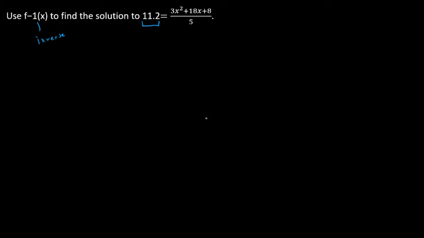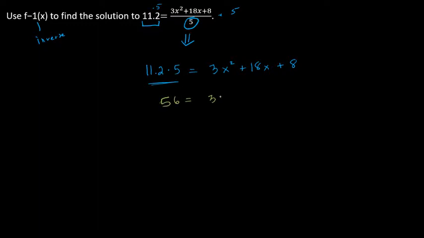I'll get you started. I'm not going to do a model equation because, again, I think you guys can take it from here. But remember, we're trying to isolate x. So for example, my first step would probably be to multiply both sides of the equation by 5, right? So I'd have 11.2 times 5 on the left-hand side is equal to 3x squared plus 18x plus 8. Well, then I'd have to simplify a little bit, right? So 11.2 times 5, let's see, that'd be 56, is equal to 3x squared plus 18x plus 8.